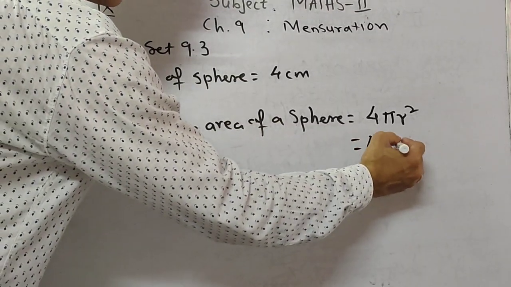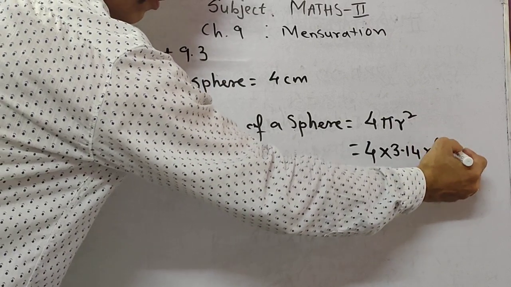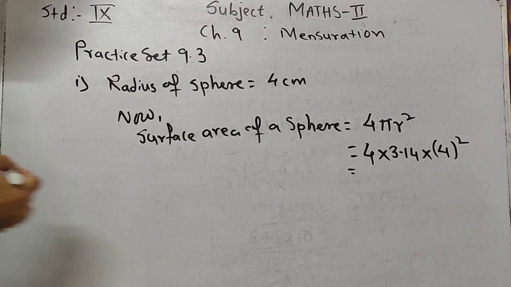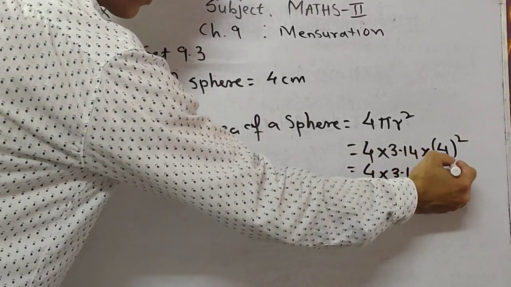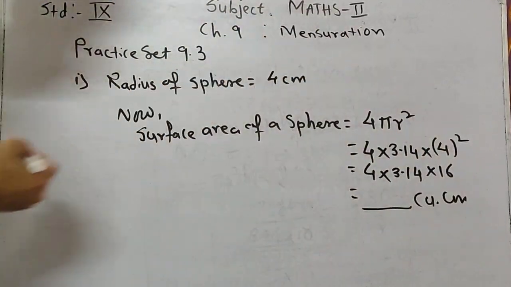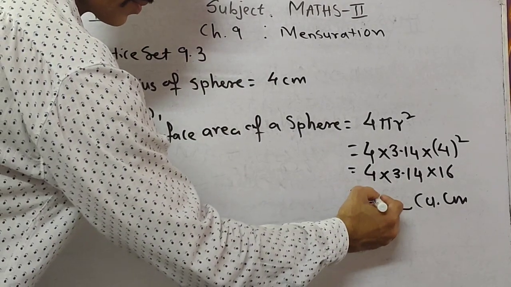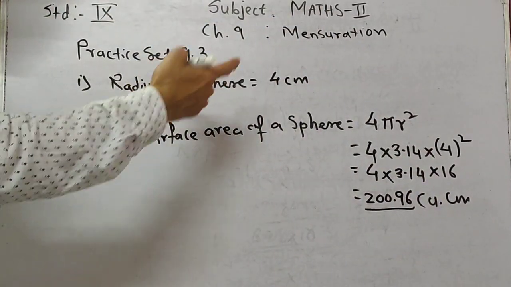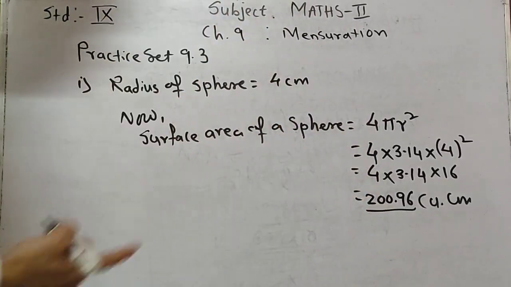4 into pi, the value is given as 3.14, r means 4 square. 4 square is 16, you know very well. 4 into 3.14 into 16, you multiply all. When you multiply all, you will get 200.96 square centimeter. The surface area formula of a sphere you should know. Put the value and multiply, you will get the answer.